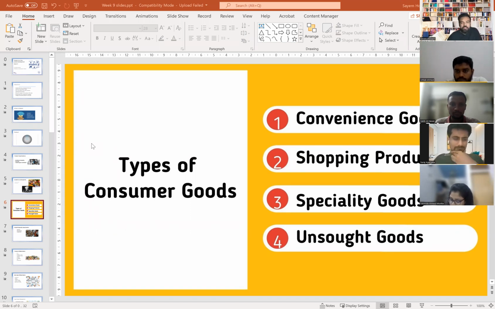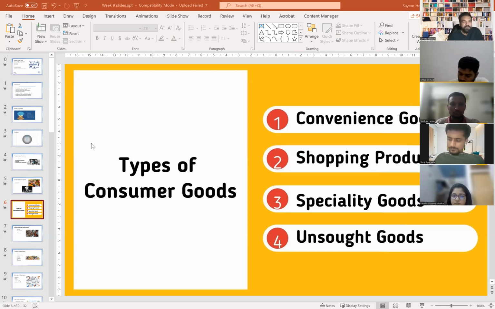Okay, last one is called unsought goods. What is unsought good? Insurance. So these are the products you generally don't think about buying. These are only like emergency items.